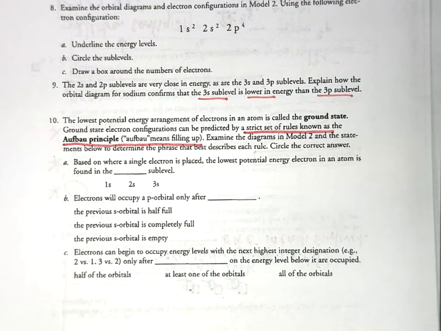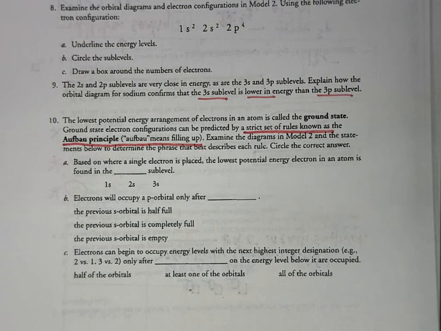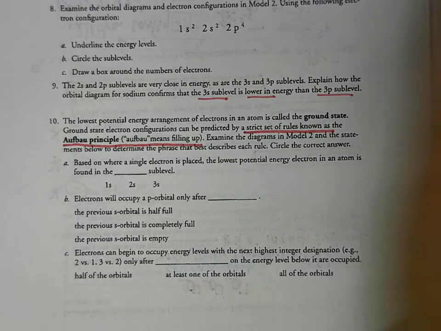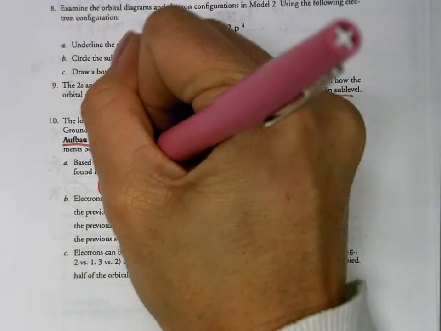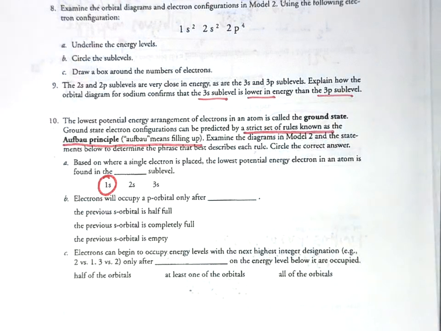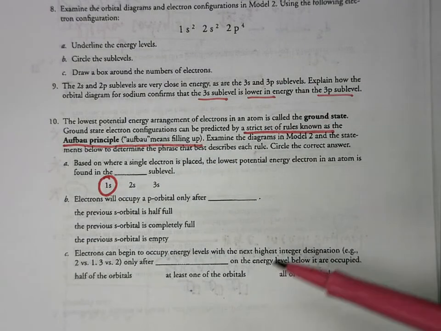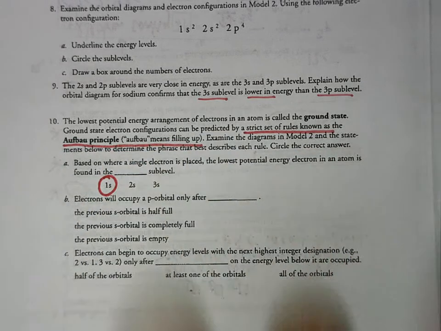Examine each diagram in Model 2 and the statements below to determine the phrase that best describes each rule. Circle the correct answer. Based on where a single electron is placed, the lowest energy level electron in an atom is found in the... we always start at the lowest energy level, 1s. So you don't get to say, oh, I'm going to start filling electrons in 2s or 3s. You always start at 1 and work your way up.